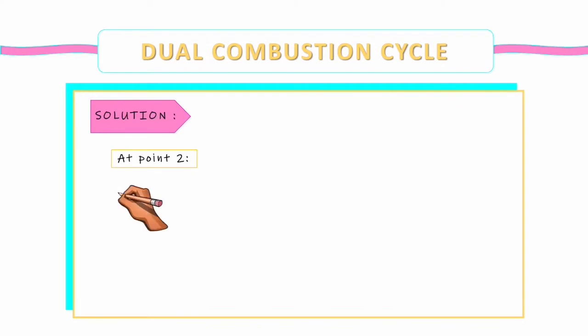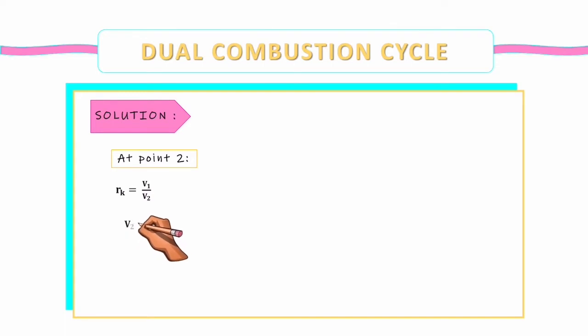At point 2, since we have a given value of compression ratio and we already solved the value of volume at point 1, we can now solve for the value of volume at point 2 using the formula of compression ratio, which is Rk is equals to V1 over V2.